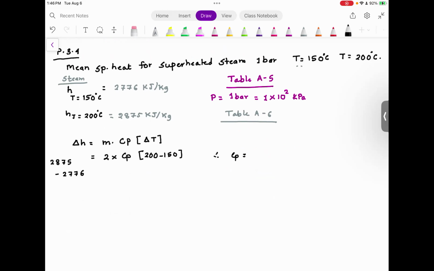Any questions? Next problem. Oh, there is no mass, so my bad. Then this is 1. m is 1. So you can get Cp. So next problem, problem 3.5.